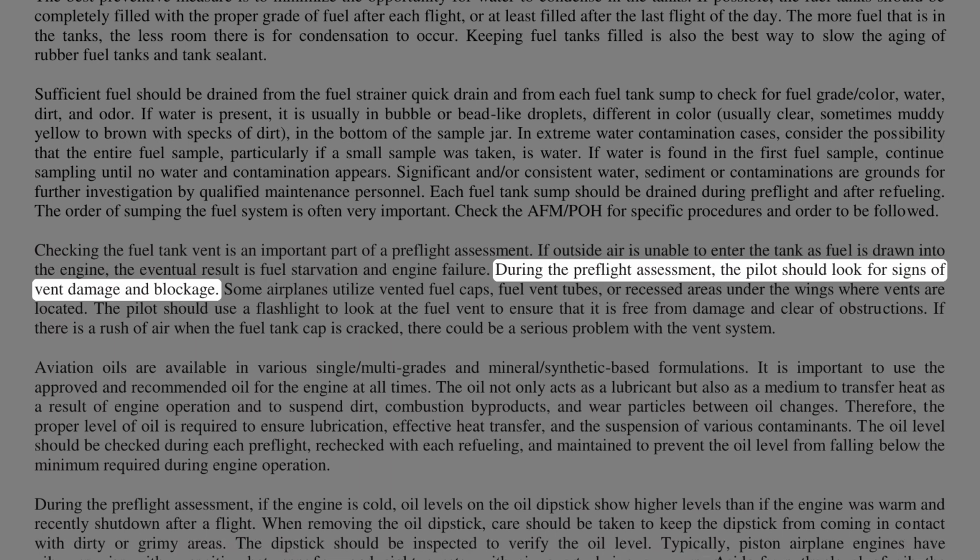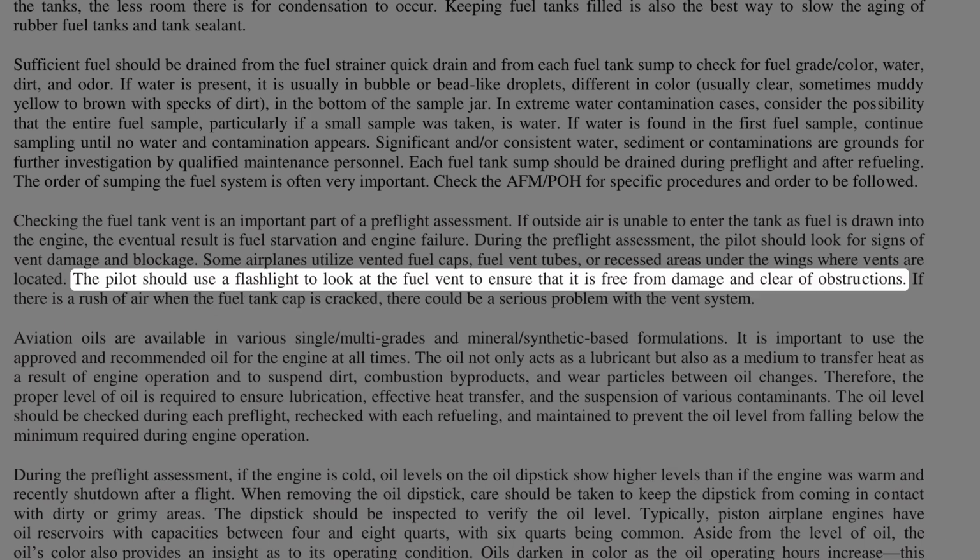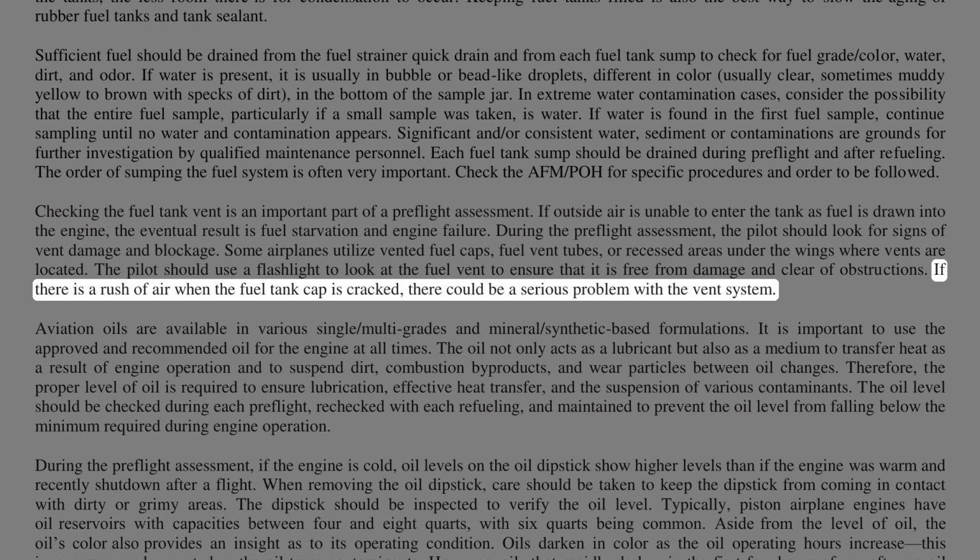During the pre-flight assessment, the pilot should look for signs of vent damage and blockage. Some airplanes utilize vented fuel caps, fuel vent tubes, or recessed areas under the wings where vents are located. The pilot should use a flashlight to look at the fuel vent to ensure that it is free from damage and clear of obstructions. If there is a rush of air when the fuel tank cap is cracked, there could be a serious problem with the vent system.